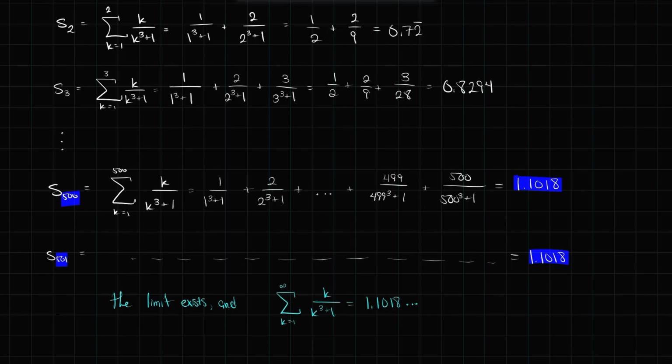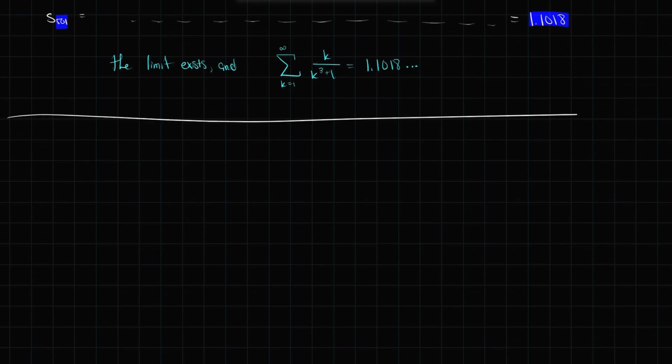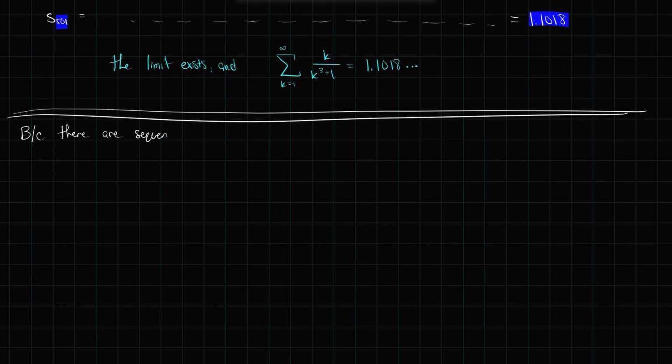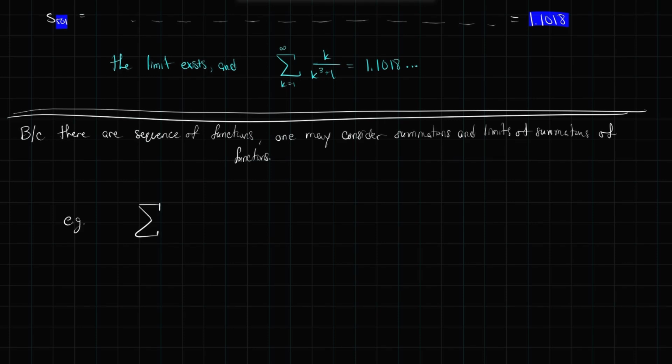Now, it turns out, because there are such things as sequences of functions, right? I just want to comment on this before we finish as a remark. Because there are sequences of functions, one may consider summations and limits of summations of functions. This is pretty cool. So we're going to start to see a couple of these. It'll take us maybe a week or so to see something like this.